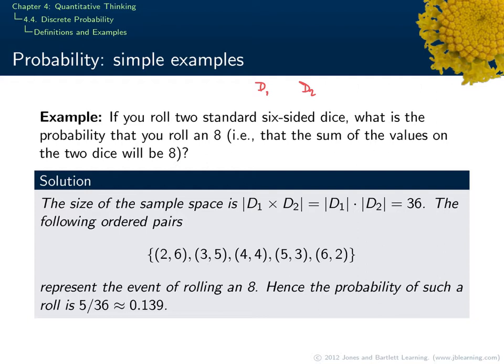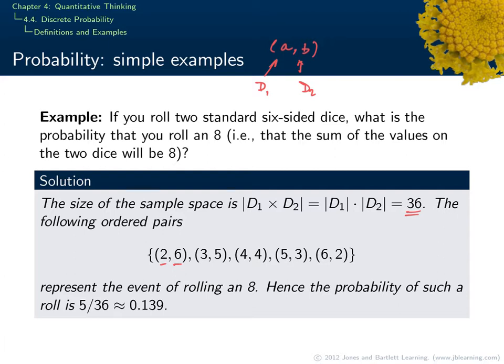The sample space is the collection of all possible rolls. Those can be expressed as ordered pairs A comma B, where A is the roll from dice 1 and B is the roll from dice 2. So there are 36 possible ordered pairs of that form. And what we want to do is identify the ordered pairs where the sum of the two entries in each pair is equal to 8.